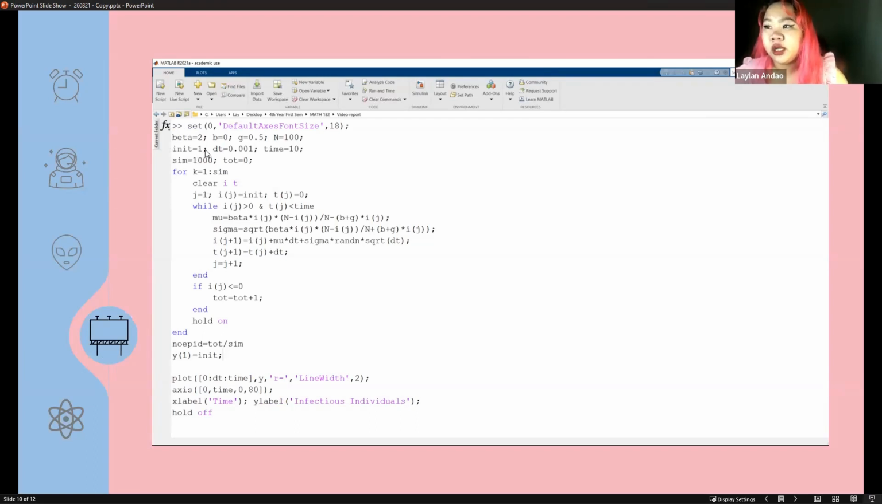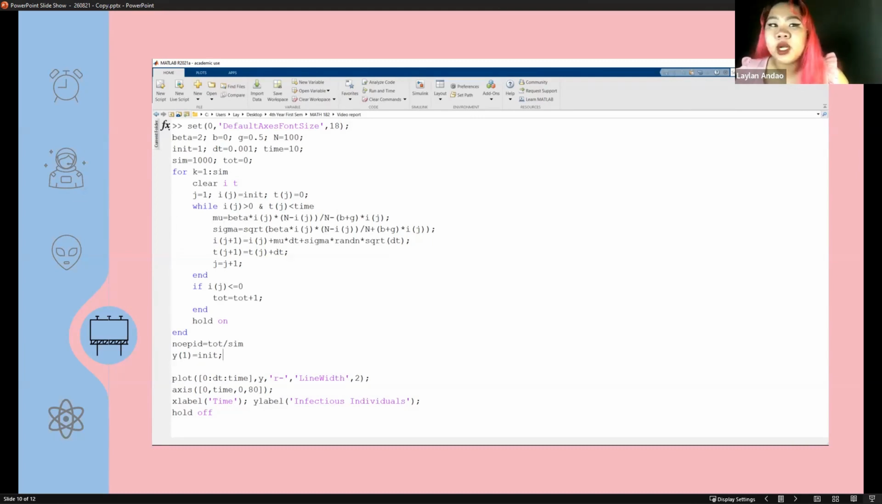Itong init is just initialization, then itong dt is for vectors sa formula, para maging same size sila, and itong time t equals 10 is, let's say, 10 days. So, I made a 1,000 simulation, kung ano mangyayari. Okay, this is a for loop, and this is a while loop with conditions Ij is greater than 0 and tj is less than or equal to time. Itong Ij is the infected individual and itong tj is the time.